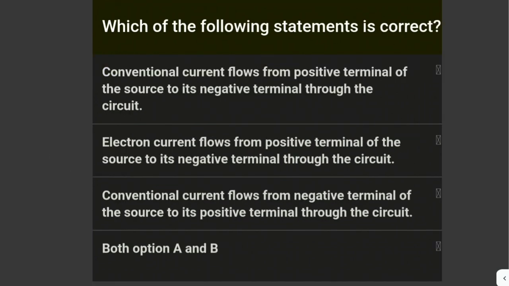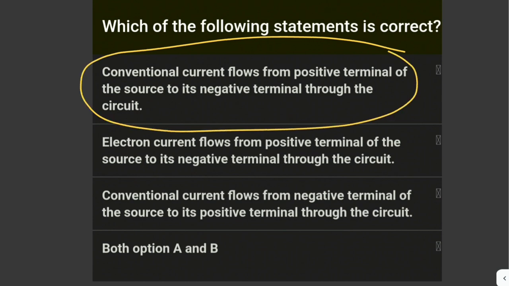Which of the following statements is correct? Conventional current flows from positive terminal of the source to its negative terminal through the circuit. Electron current flows from positive terminal of the source to its negative terminal through the circuit. Conventional current flows from negative terminal of the source to its positive terminal through the circuit, or both option A and B. So the answer here is this one.